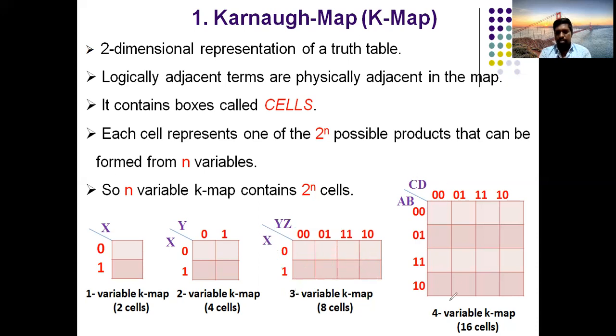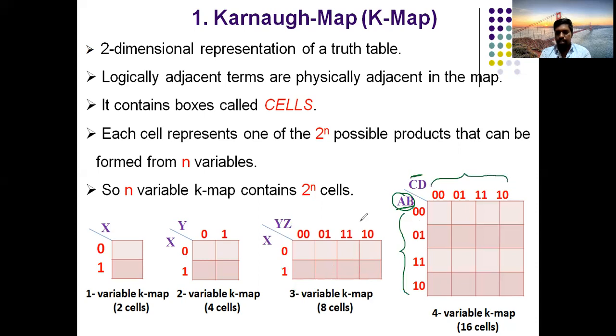Likewise, we go for the last one, the 4 variable K map. So what is a 4 variable K map? For n variables, there are 2 to the power n cells. For 4 variables, it will be 16 cells. So 4 rows, 4 columns. The first 2 inputs will be assigned for rows. The next 2 inputs will be assigned for columns. Since 2 input variables are involved in the rows, I should follow the gray code mechanism. Likewise, here also I should follow the gray code mechanism.